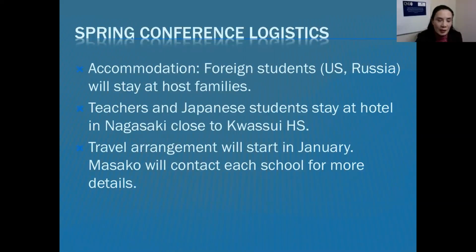So today I cannot give you too many details of logistics, but generally speaking, American students and Russian students are going to do homestay. Then teachers and Japanese students are going to stay at a hotel in Nagasaki, close to Kasui High School. And we will start travel arrangements in January, and I will be in touch with each of you to discuss more details. But if you have any question about travel arrangements, you are always more than welcome to contact me. I plan to start working on this sometime early in January.